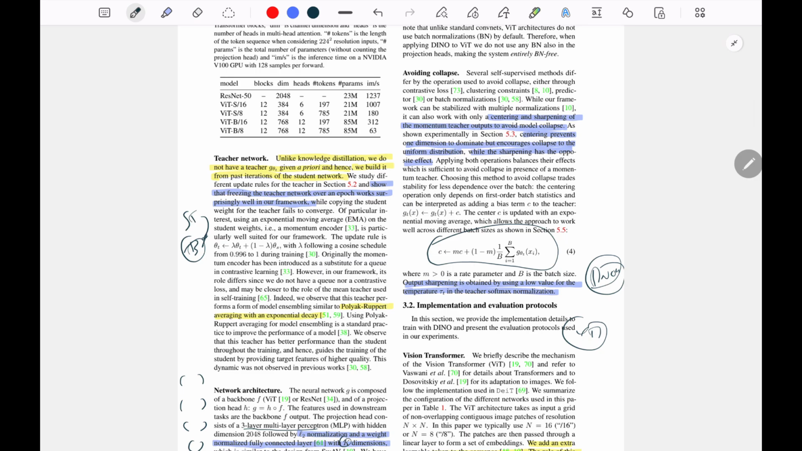So I think that is all I wanted to talk about the DINO architecture, and I just discussed this paper. I actually wanted to discuss DINO V2, which I will discuss in another video.